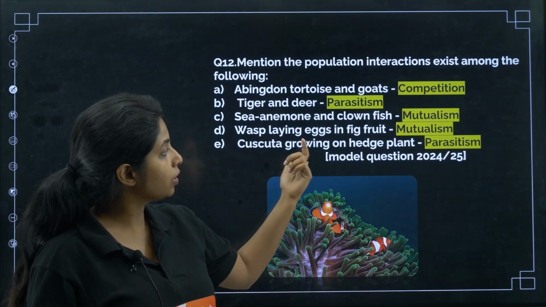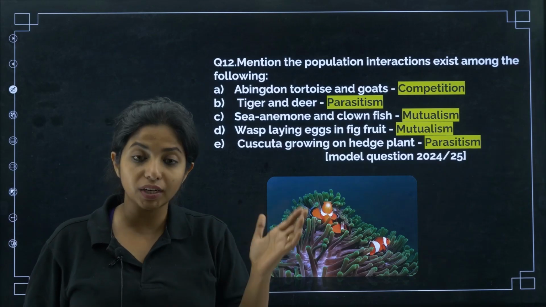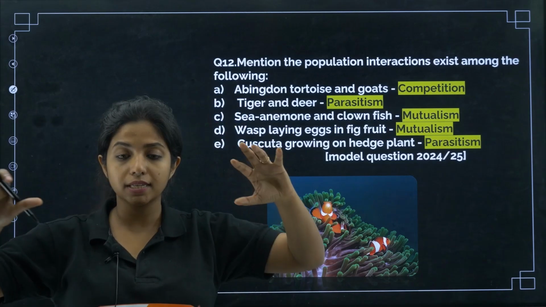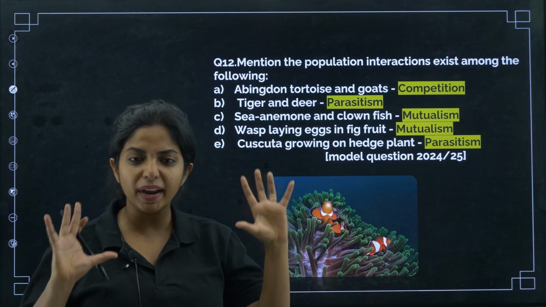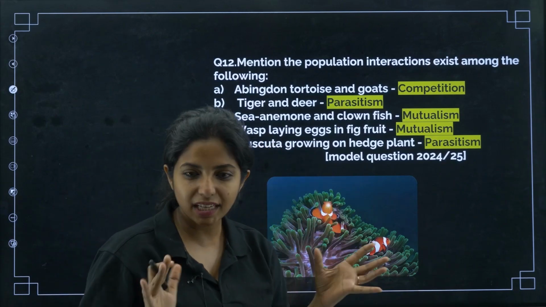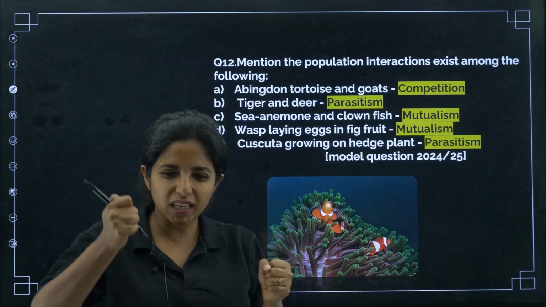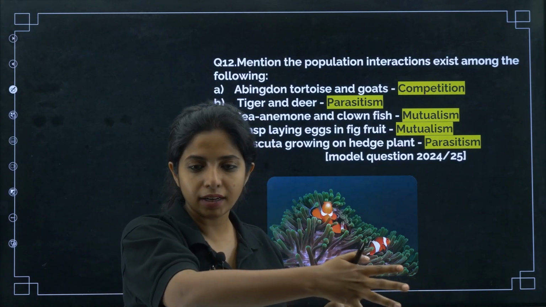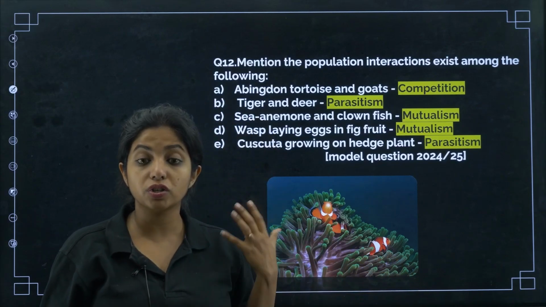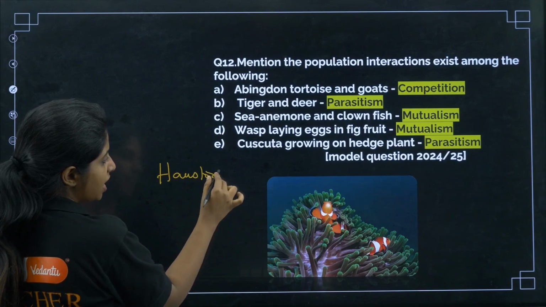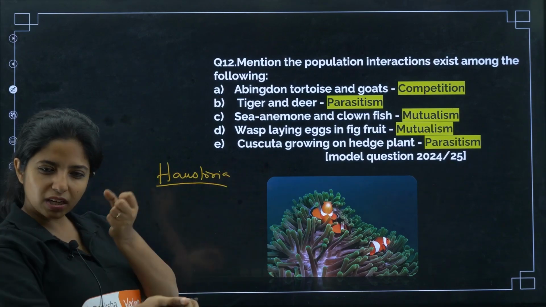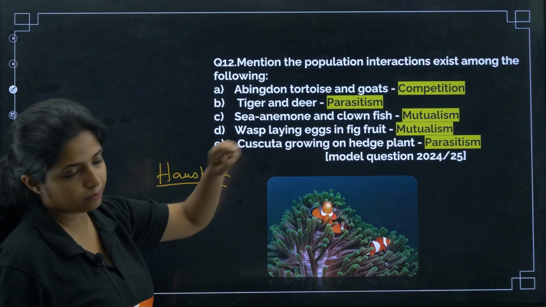Now, cuscuta growing on the hedge plant. Have you seen cuscuta? Cuscuta is the yellow-colored thing that you might see on plants. They do not have chlorophyll of their own, so they basically depend on the plant for chlorophyll, and it's not a nice way of doing it. They literally get inside the plant with the help of a structure that is known as haustoria, and take the water and nutrients and everything from the plant. This is known as parasitism.